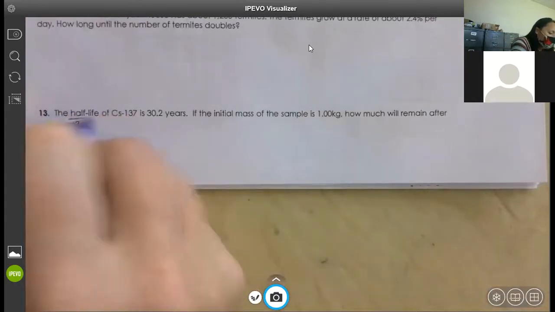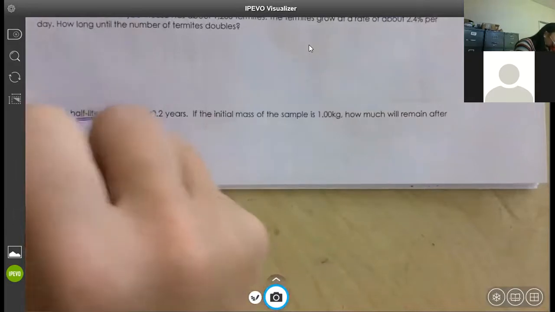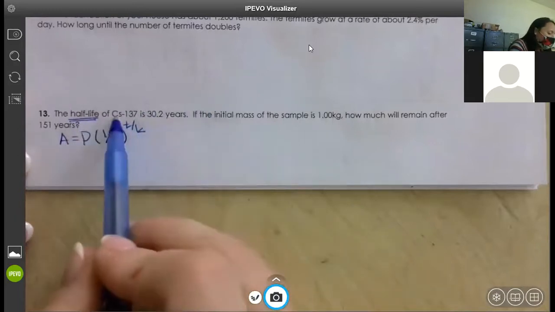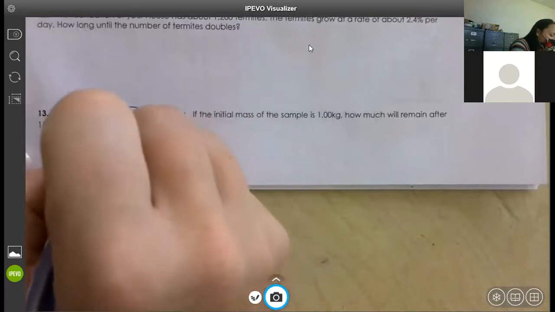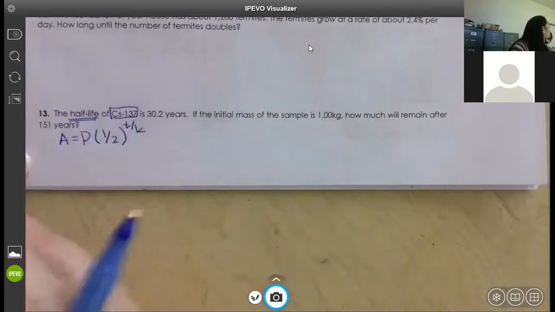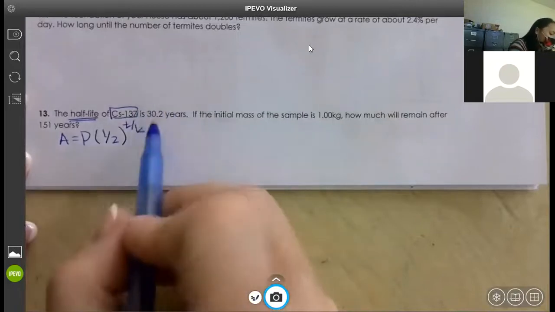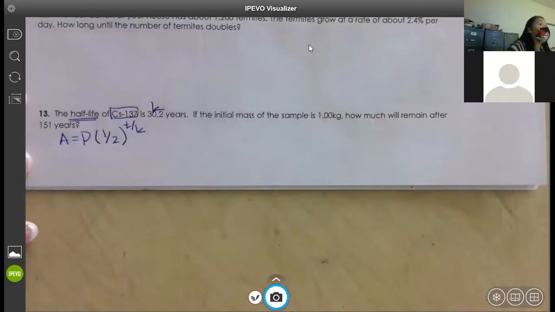So again, you see it says half-life. So we're going to use our formula. A equals P times 1/2 to the T over K, and K is how many ever half-lives it is. So the half-life of CS-137. The 137 means absolutely nothing. This is the name of the isotope. Okay, so 137 is not part of your problem. It's just naming the isotope. Is 30.2 years. This is your K. That's how long it takes it to break down.